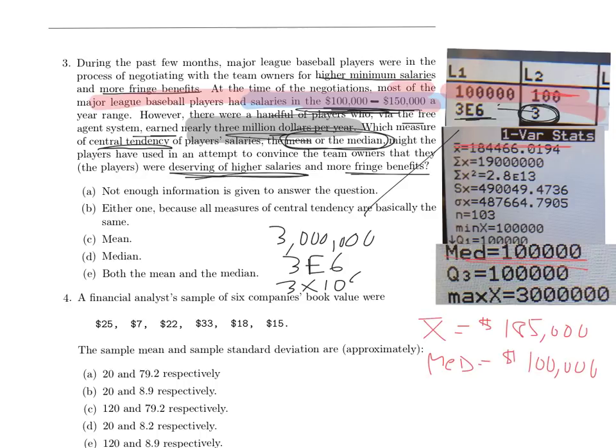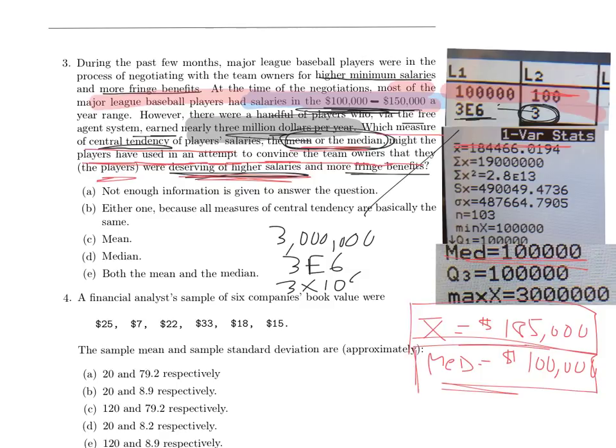So this question says, which measure of central tendency, the mean or median, might the players have used in an attempt to convince the owners that they, the players, deserved higher salaries? Well, if you're the players, you want to try to convince the owners that you need higher salaries. Would they use the higher value, the mean, or the lower value, the median? Well, if you're trying to convince someone that you need a bigger salary, you're going to use the smaller data value. You're going to use letter D, the median, to say, look, the middle salary is $100,000, we deserve more.